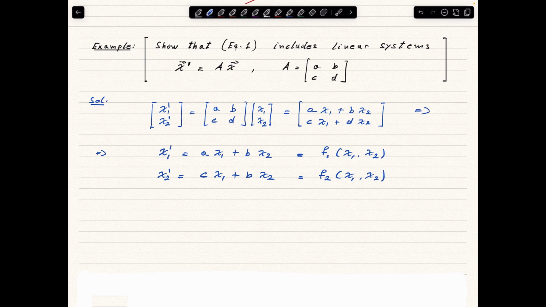So how does it look? The vector field function of x is given by the first right hand side of the equation, and the second right hand side. Oh, here there is a mistake. This should be d, and then here it should also be d x2.